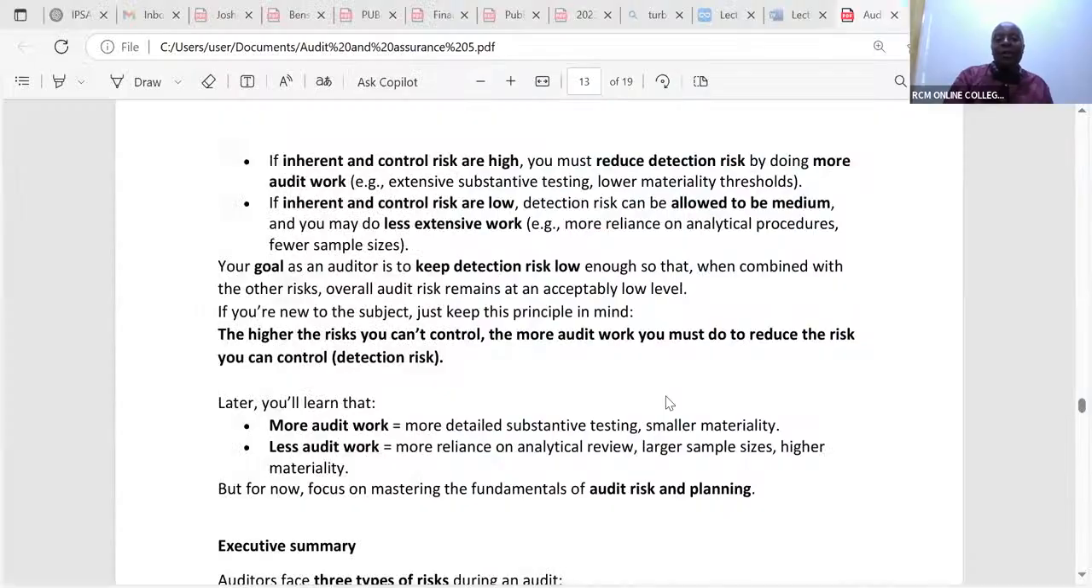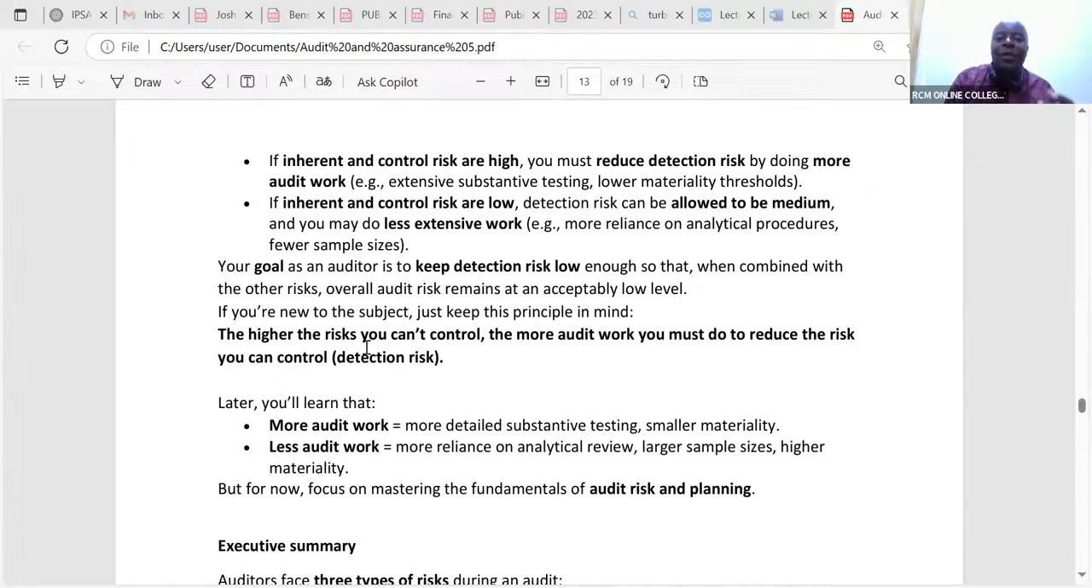So we're almost finishing. Later, you will be able to learn that your goal as an auditor is to keep detection risk low enough so that when combined with other risks, the overall audit risk remains at an acceptably low level. If you are new to this subject, just keep this principle in mind.